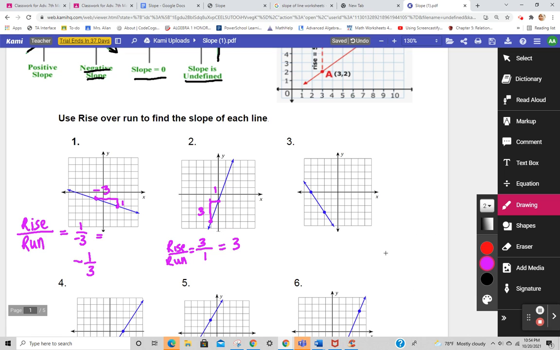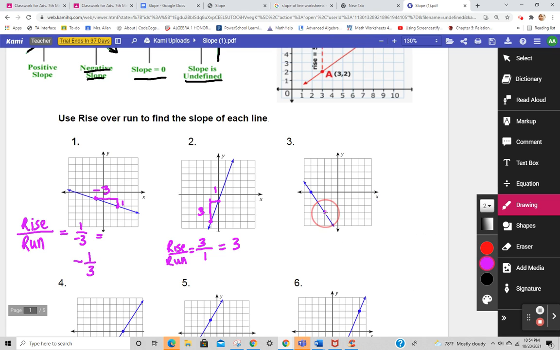See, I can already tell this is going to give me a negative slope, just like this was a negative slope, because you read the graph from left to right. You go from left to right. So if you go from left to right on this line, you're going to be going down. So this is a negative slope. So when we finish, we should have a negative answer.